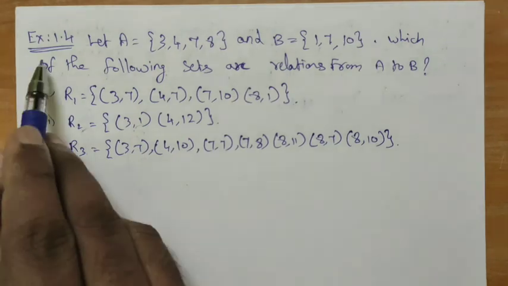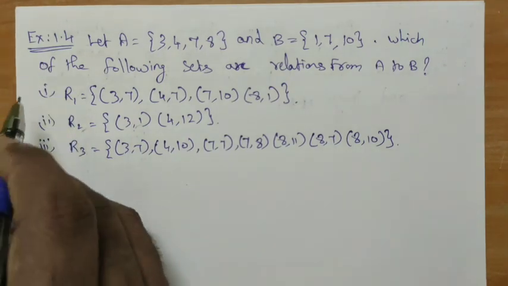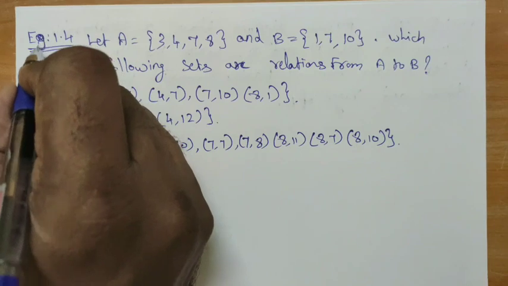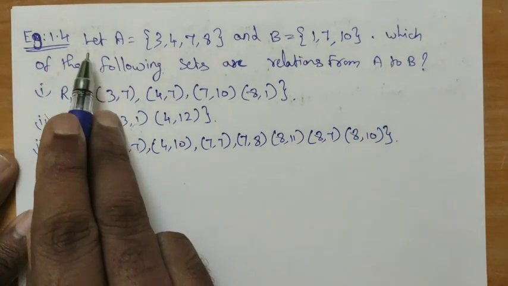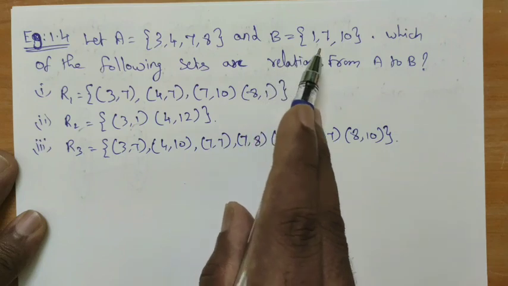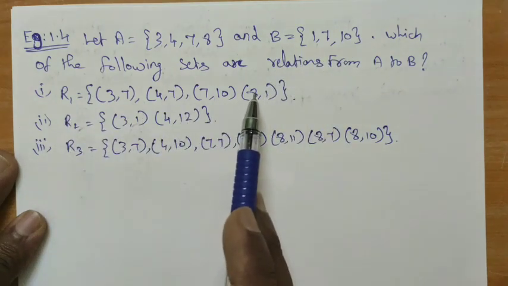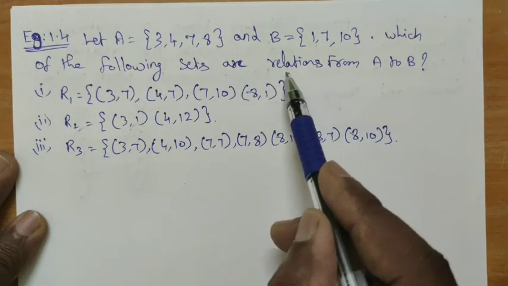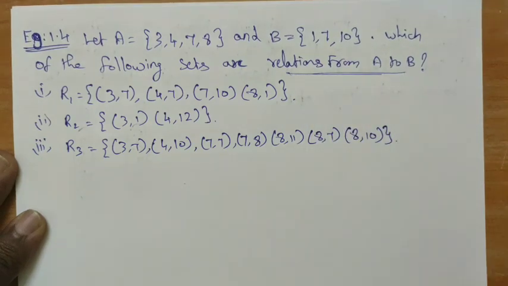Now we see example sum 1.4, right? Let A be the set 3, 4, 7, 8 and B be the set 1, 7, 10. Which of the following sets are relations from A to B? Three Roman numerals are given.